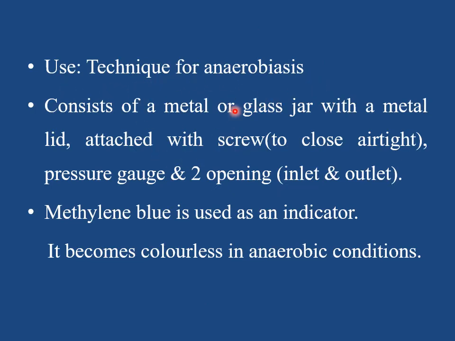This jar is made up of metal or glass, and if it is made up of metal, then a metal lid is there. Attached to that is a screw in order to make it airtight. There is a pressure gauge and two openings in the form of inlet and outlet. First we make a vacuum inside the jar, then we introduce hydrogen and nitrogen with the help of these openings, and then we make it airtight in order to make the atmosphere inside the jar anaerobic, since we want to grow the anaerobes.